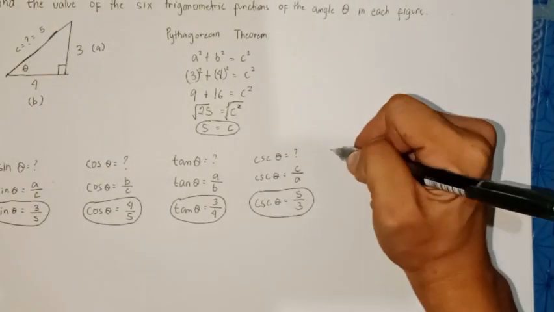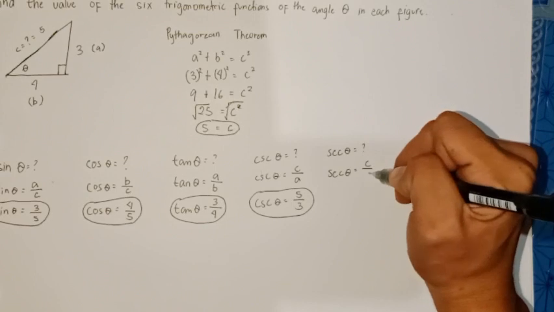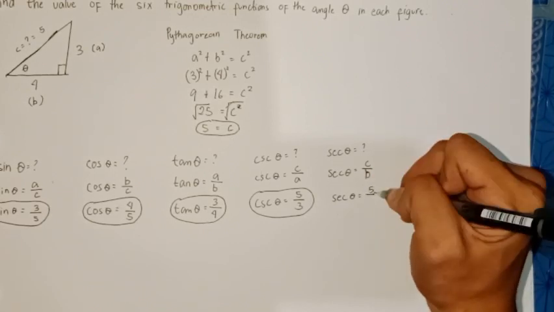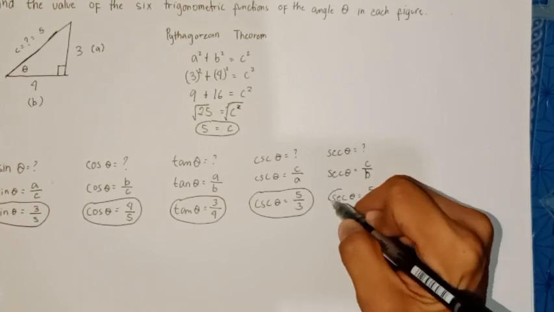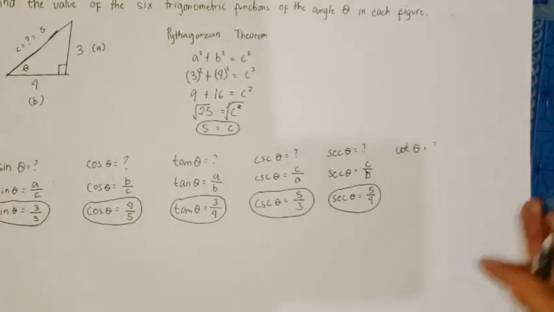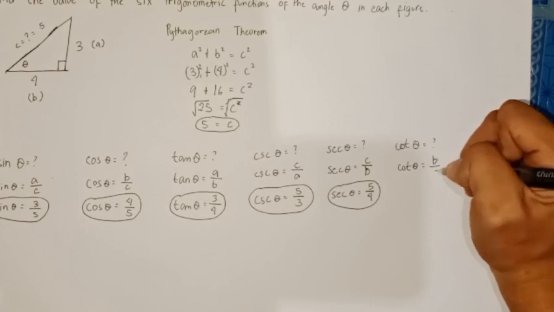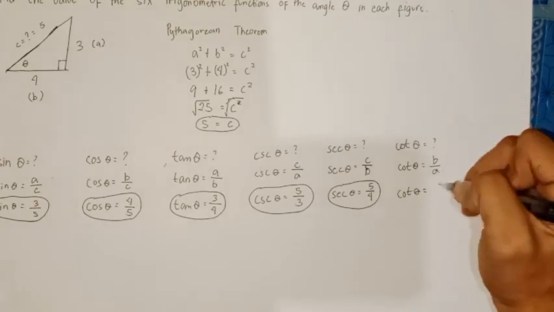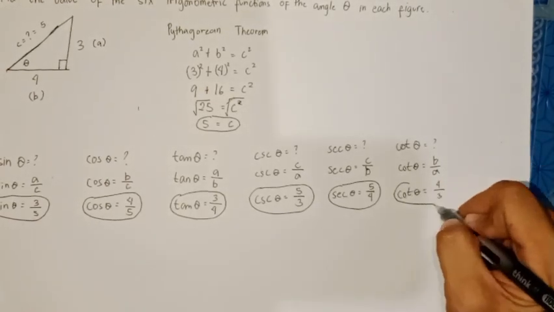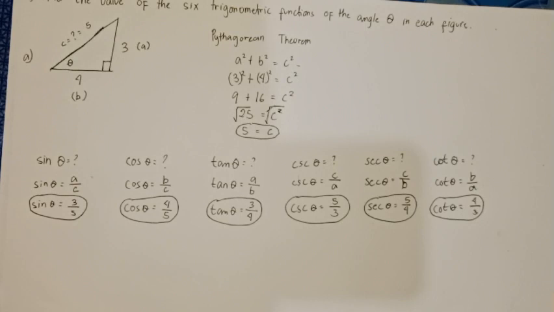Next is our secant. To find secant theta, we have secant theta is equal to hypotenuse over adjacent. Our hypotenuse is 5 and our adjacent is 4. So secant theta is equal to 5 over 4. Next is our cotangent theta, which is equal to adjacent over opposite. Our adjacent is 4, our opposite is 3. So cotangent theta is equal to 4 over 3. Now, we finally found the value of the 6 trigonometric functions of the angle theta.